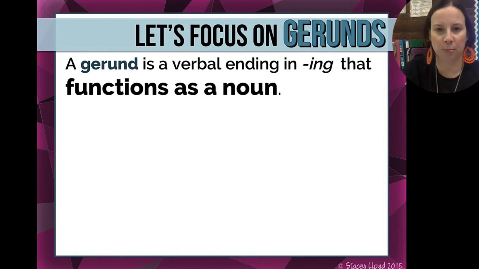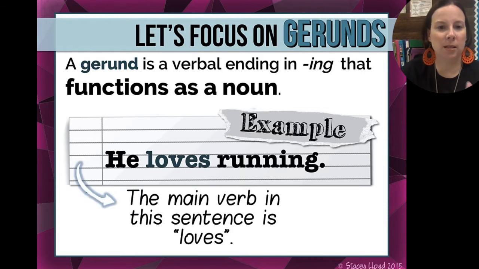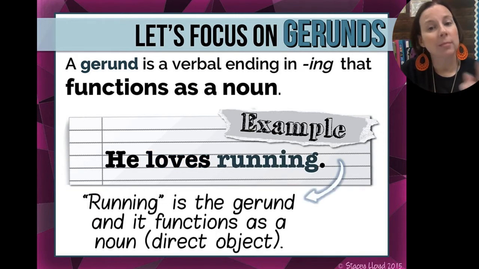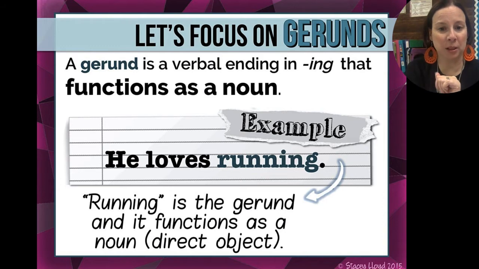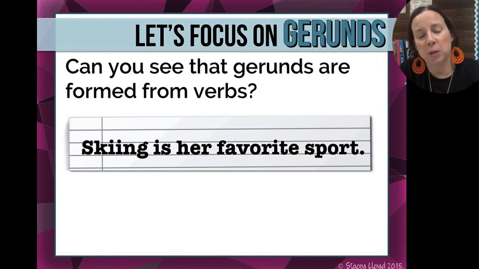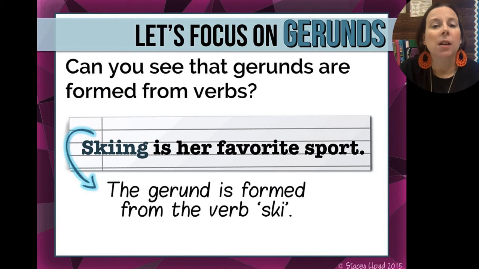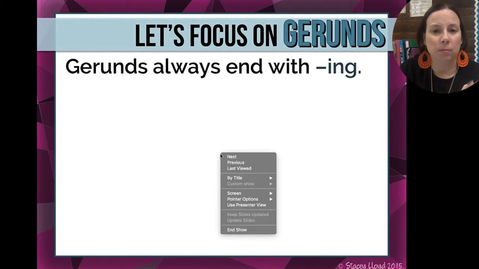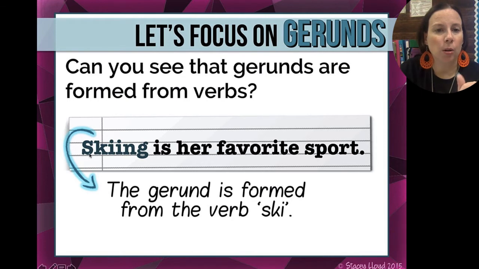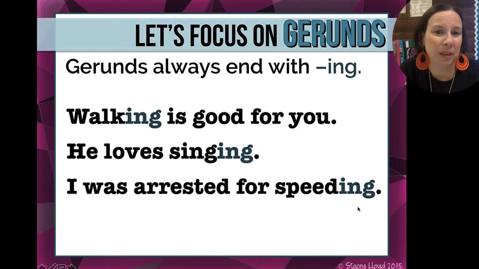Ing, function as a noun. So he loves running. Okay? This is being used as a direct object. So the main verb in the sentence is loves. Loves what? Running. That is being used as a direct object, which is a noun. Okay? So skiing is her favorite sport. Is my verb. What is her favorite sport? Skiing. Okay, so this is the subject of our sentence, which is a noun. Okay? Gerunds always end in ing, which is what makes them a little bit easier.